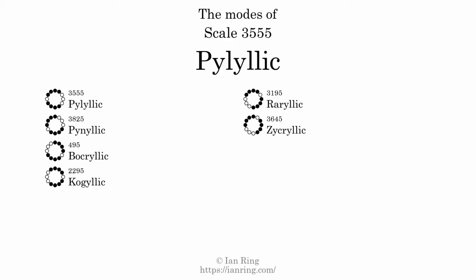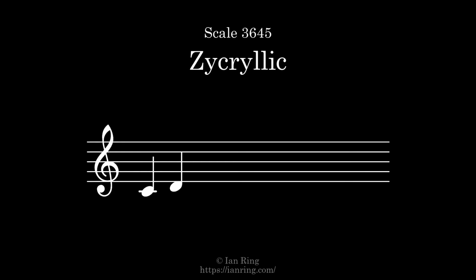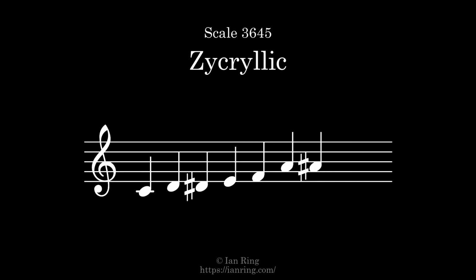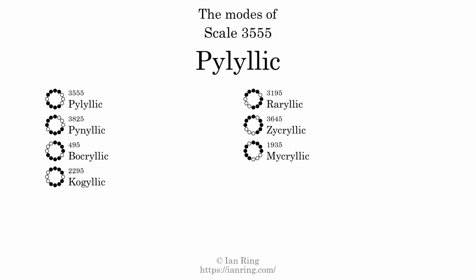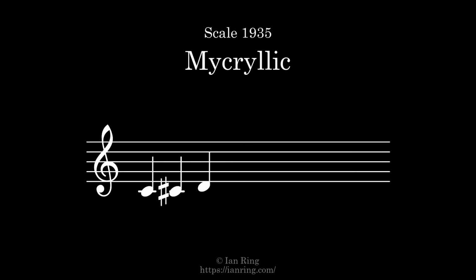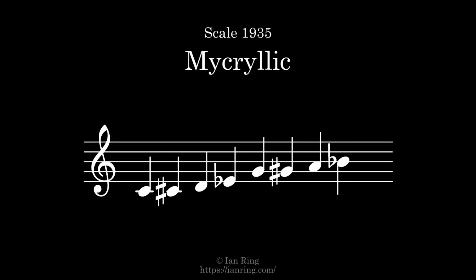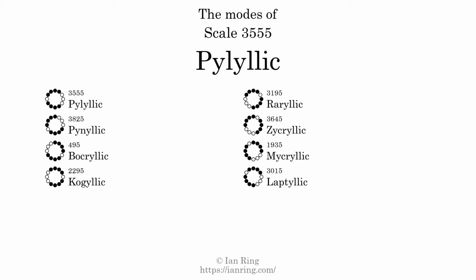The sixth mode is scale 3645, also known as Pylyllic. It sounds like this. The seventh mode is scale 1935, also known as Pylyllic. It sounds like this. The eighth and last mode is scale 3015, also known as Laptyllic. It sounds like this.